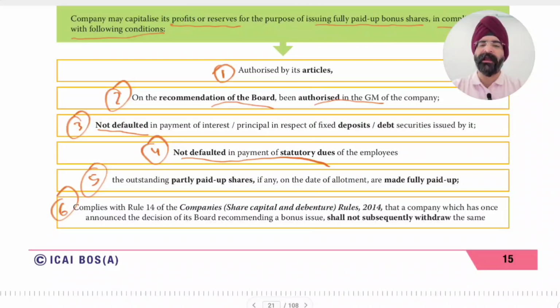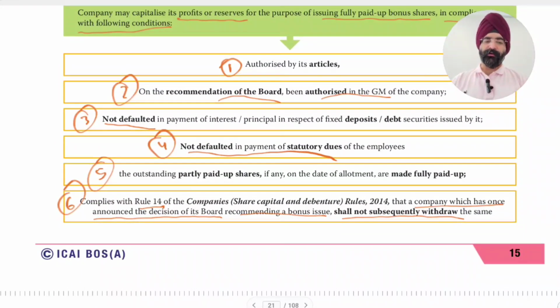And then the condition is that it complies with Rule 14 of the Companies (Share Capital and Debentures) Rules, 2014, that a company which has once announced the decision of the board recommending the bonus issue shall not subsequently withdraw the same. So Rule 14 requires that if a company has announced that it will bring a bonus issue, means once the board of directors have passed a resolution or decided that a bonus issue is to be made, then it cannot go back. It cannot withdraw the same.